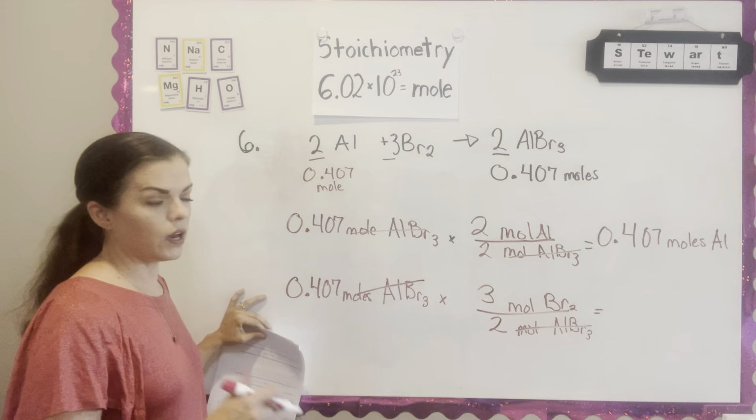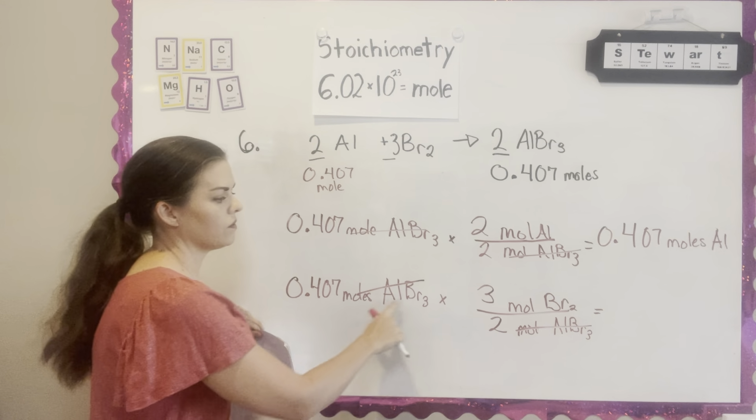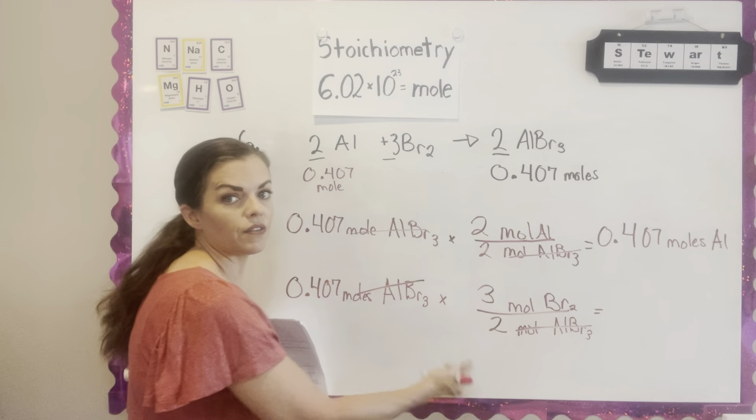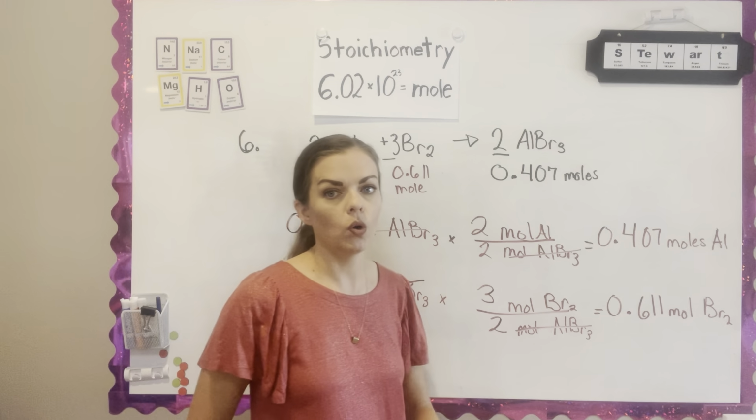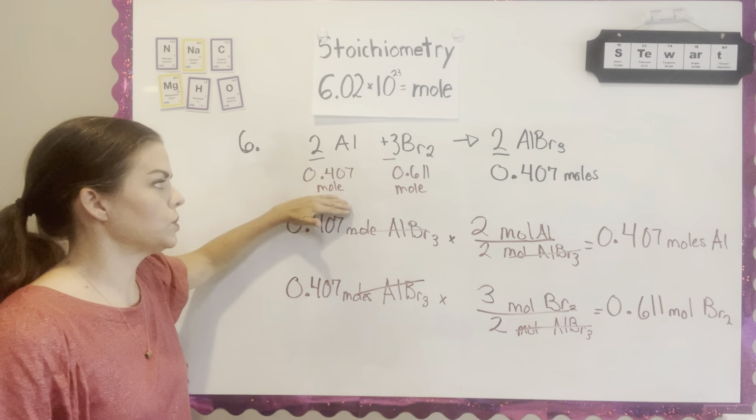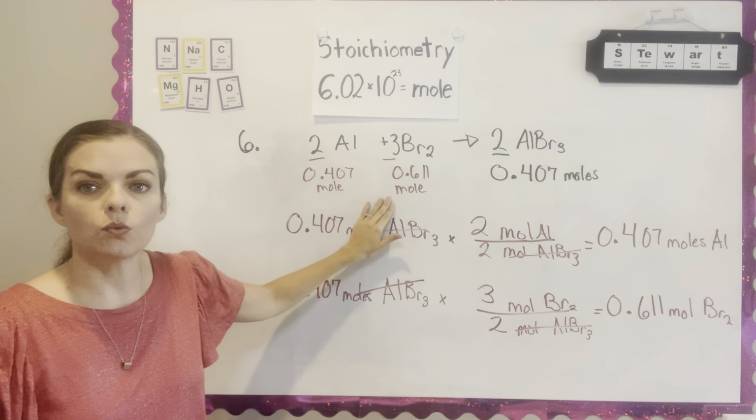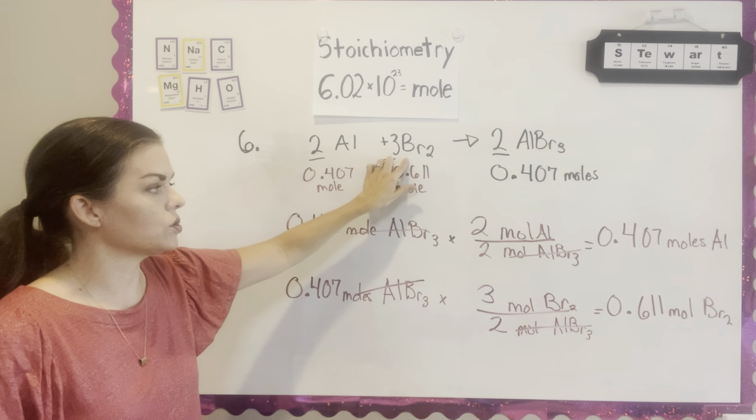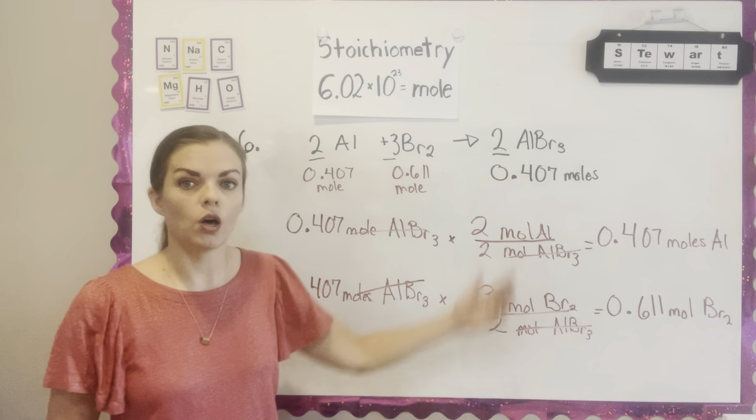Now you're going to go ahead and put this in your calculator. You can do this by saying 0.407 times 3 divided by 2, and you should get 0.611 moles of Br2. What this means is that if you took 0.407 moles of aluminum and reacted it with 0.611 moles of Br2, you would get 0.407 moles of AlBr3.